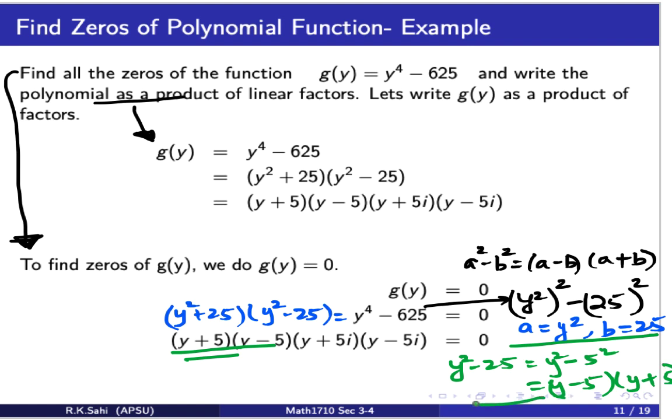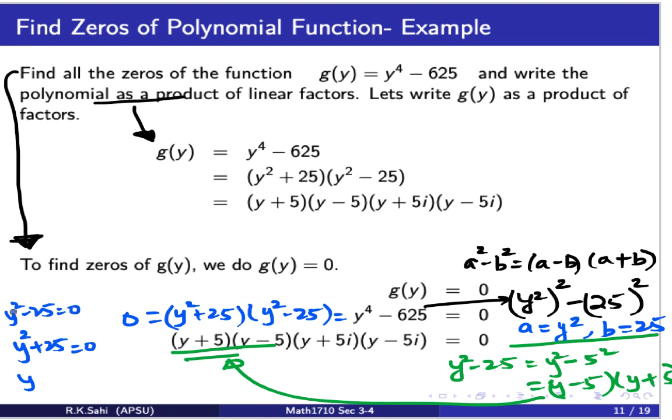So this goes over here. Let's look at this one, y plus 5i and y minus 5i. Remember, we have to find the zeros, so we're basically putting this to be 0. When I put this to be equal to 0, what does that tell me? It says y squared plus 25 is 0 and y squared minus 25 is 0.